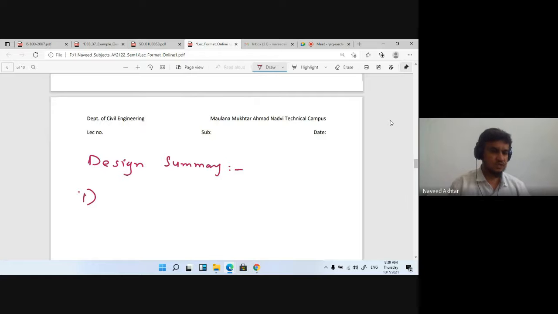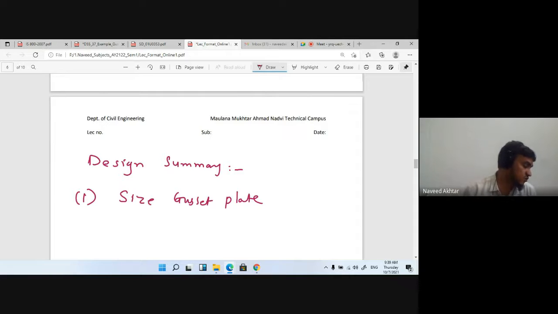So first is the size of the gusset plate. Write down 620 by 350 by 150, and then the plate we will take the distance.